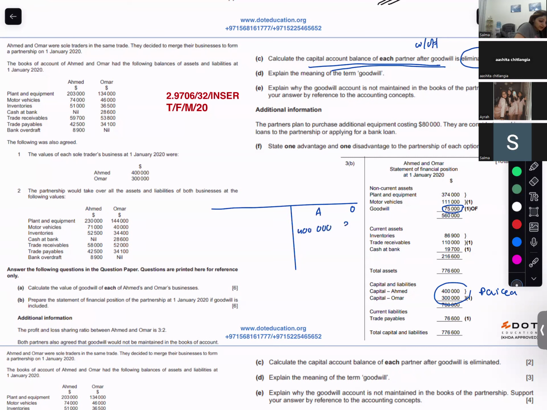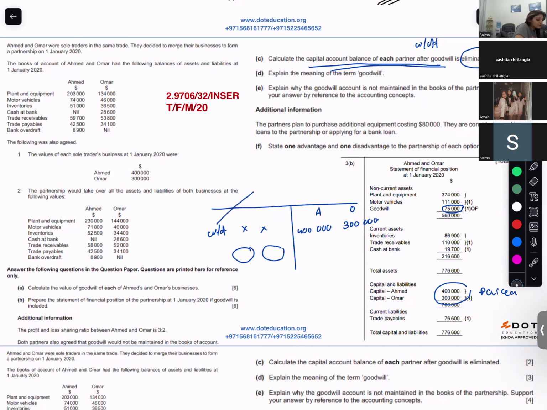400,000 and 300,000. Ashita, are you with me? Yeah. Goodwill is already raised. Now they want you to write off the goodwill and find the new capital balance. So which side do you write off goodwill? Debit side. That means after you write off the goodwill over here, you will arrive at the new balances after writing off goodwill.